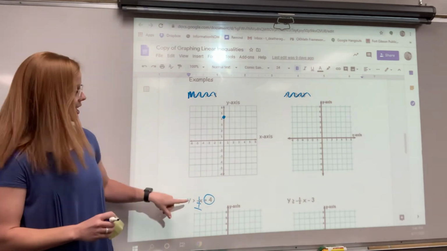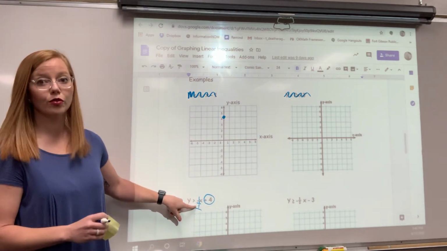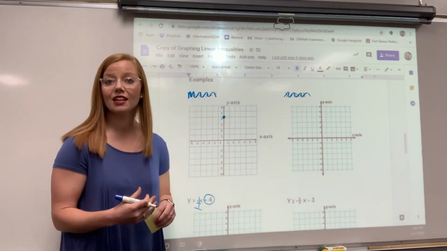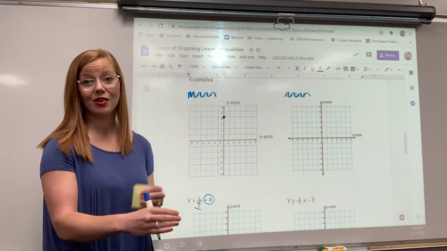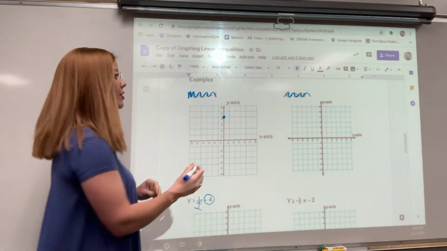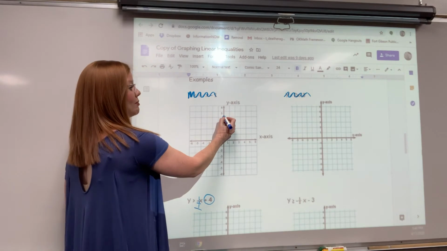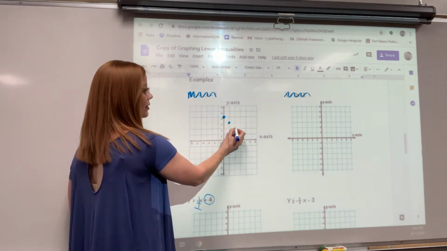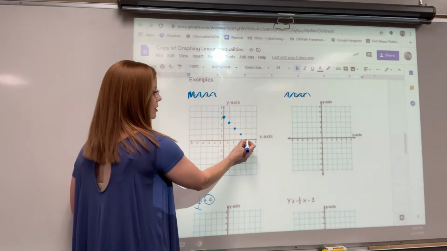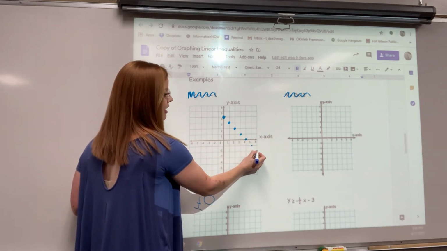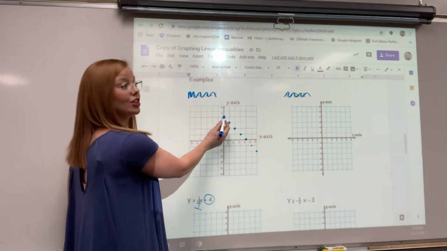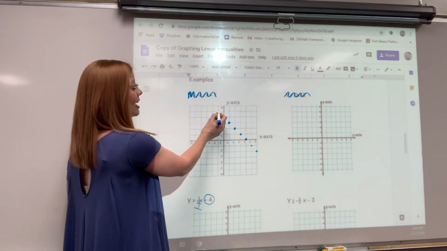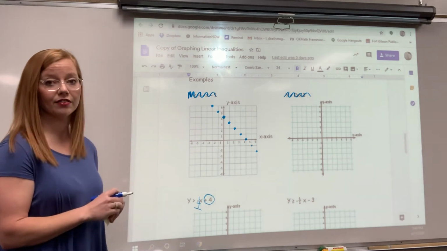My slope is -1 over 1. Whenever I think of negative slope, I know that it's going to be going downhill. That's another way to check yourself. So -1 means I go down 1, right 1, down 1, right 1, and I could keep going until I ran out of graph. I can also go the other direction. I can go up 1, left 1, up 1, left 1 until I run out of graph.